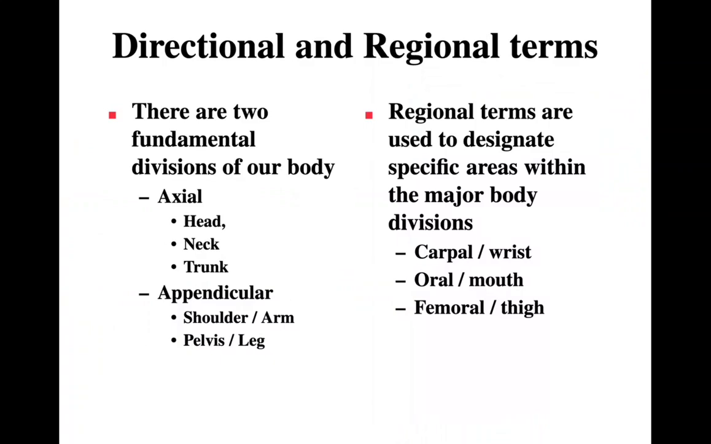So when we look at the different regions of the body, there's two main divisions. The axial part of the body is going to include the head, neck, and trunk. And then the appendicular is going to be the arms and legs. The shoulder and pelvis are included in this. Then we can also have regional terms to designate specific areas within the major division. So the carpal area for the wrists, oral for the mouth, femoral for the thigh. There are several of these.